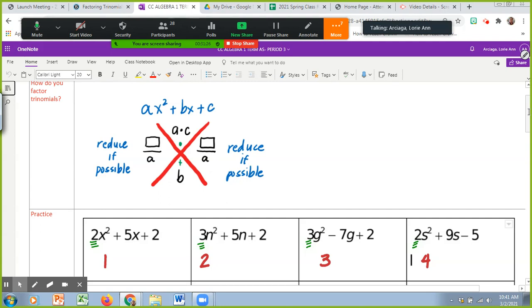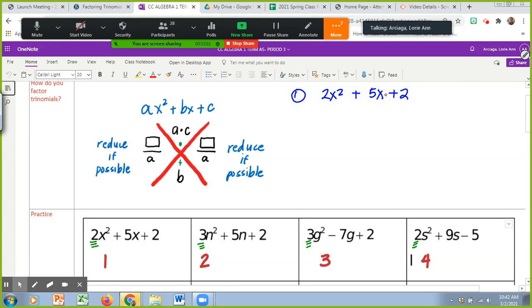This time, the a is greater than 1. So how are we going to do that? I'm going to start with number 1 right now, so I can explain the process to you. Let me copy 2x squared plus 5x plus 2. As you can see, they should be arranged in order A, B, C: greatest power, then power 1, then no variable.